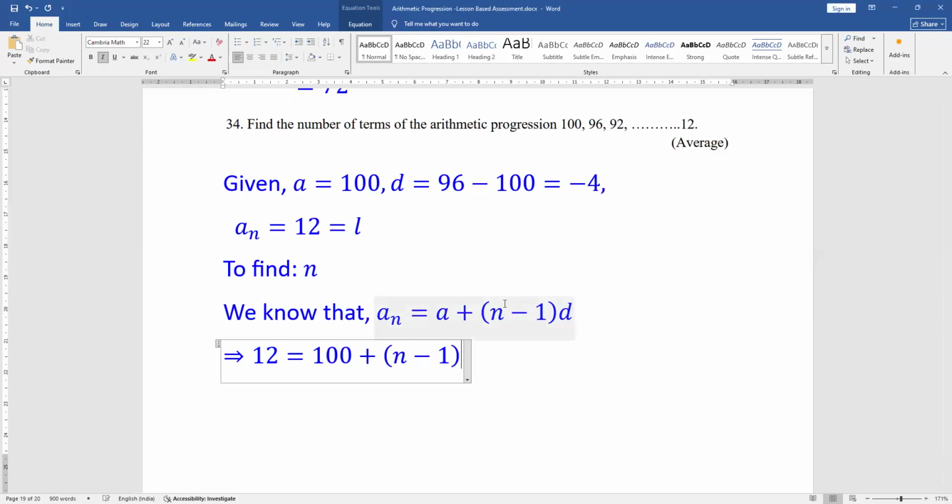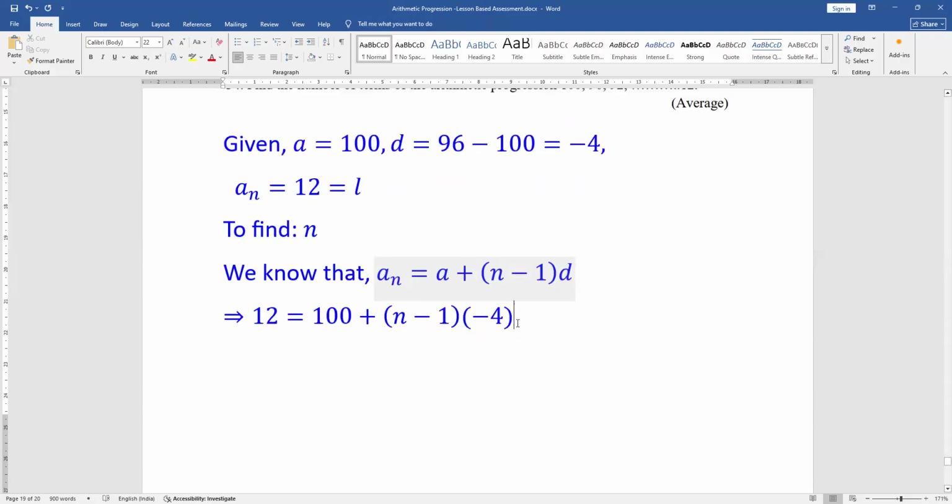And what of d? d is minus 4. See, as I told you, whenever you are introducing a negative term followed by a bracket, please use one more bracket here, minus 4. Okay, so this is the habit you must create.